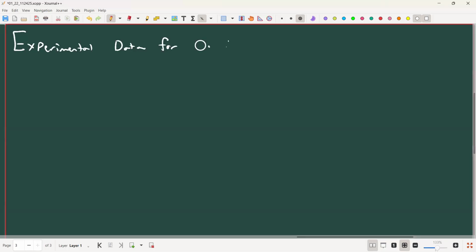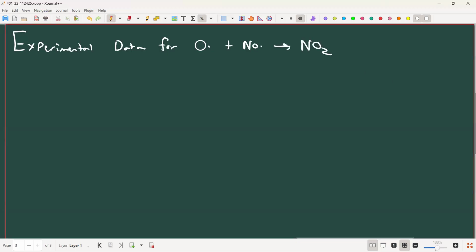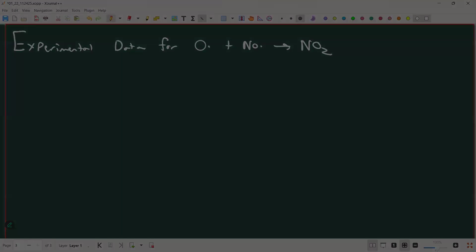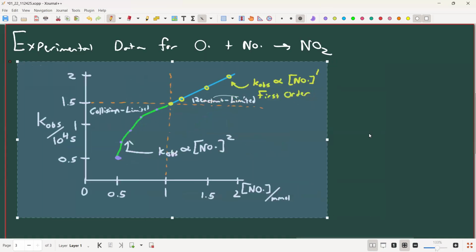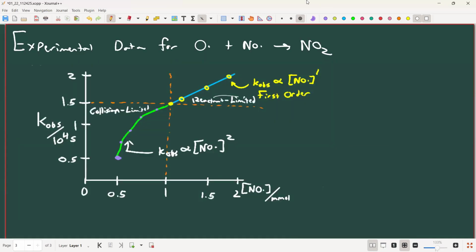Or O plus NO, NO2. And just to save me some time, I'm just going to copy what I drew last class. So let's look a little bit at this plot. This is a plot of the pressure of the reaction, of the concentration of NO, the number of moles because it's a constant volume, times and versus the observed rate.